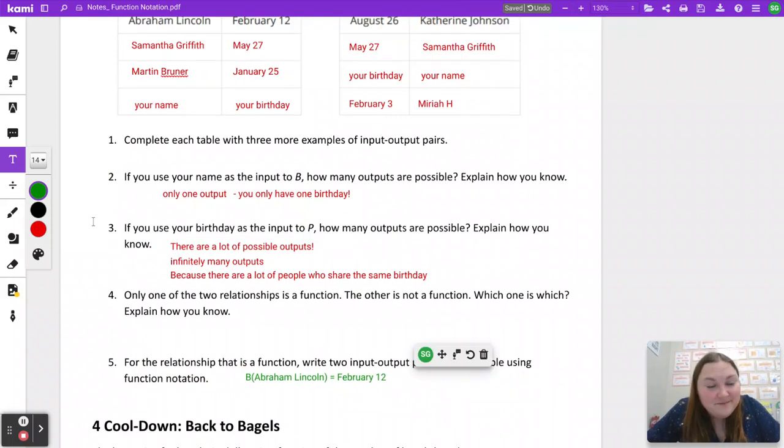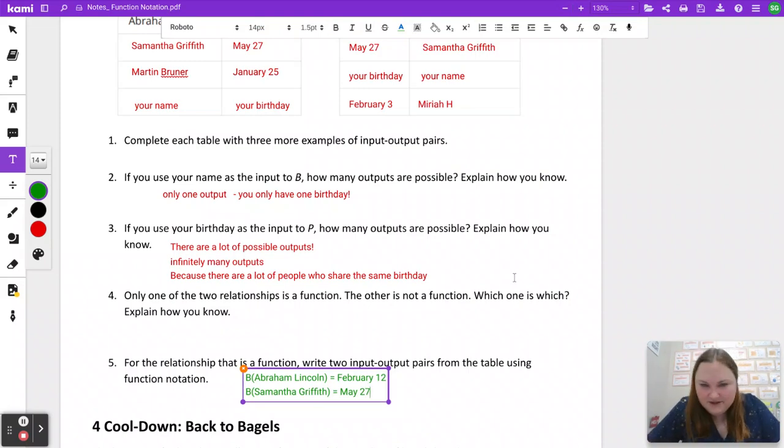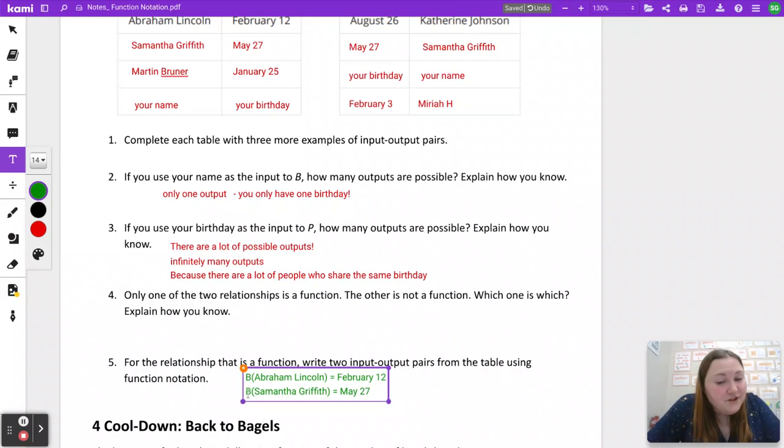You can go ahead and try to represent some of these other ones using function notation. I don't know your birthday, so I can't write it for you. But for example, I would be B of Samantha Griffith, and then equals the output, which is my birthday, May 27th. For you, your name would just be where my name was, and then your birth date would be after that equal sign there.